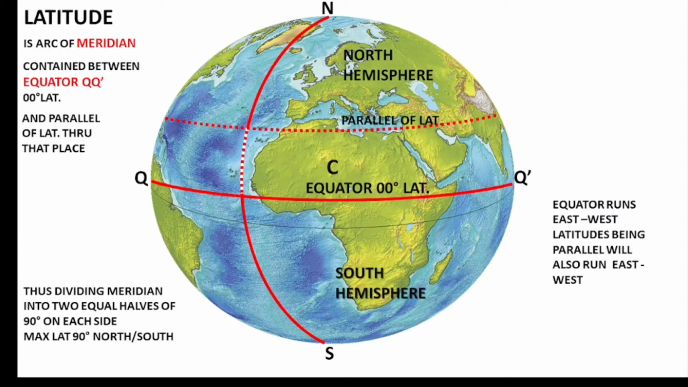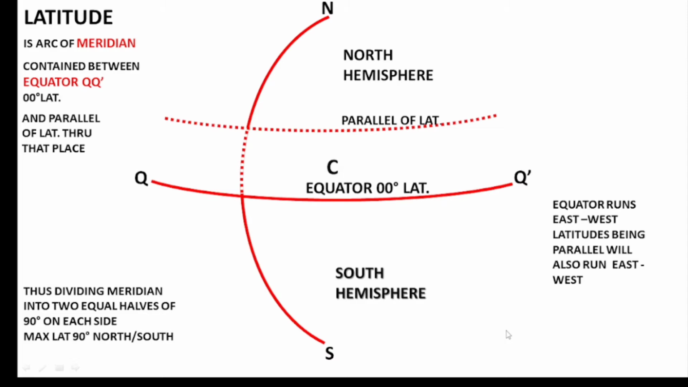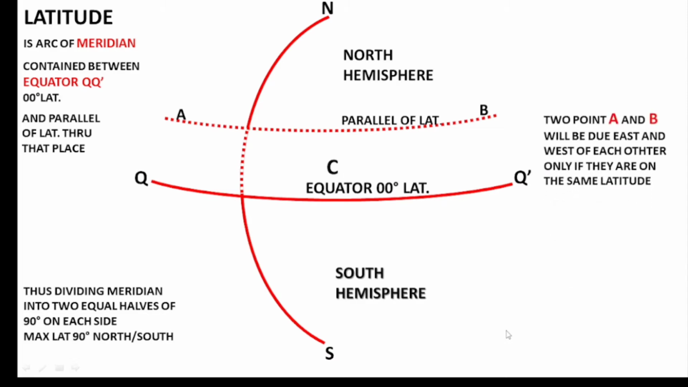So as I said that equator runs east and west because east and west is 90 degrees and 90 degrees, and this is perpendicular to the axis. So all the parallels of latitude, because they are parallel to the equator, will also be running east and west. Now 2 points can be due east or west of each other only if they are on the same parallel of latitude.